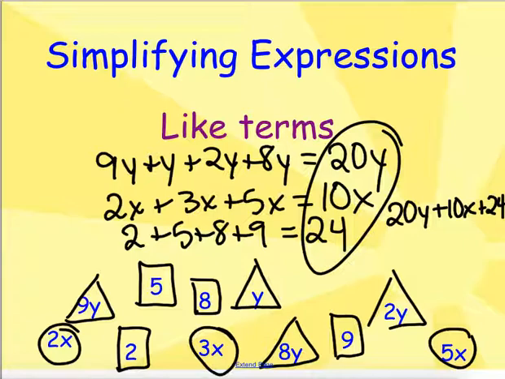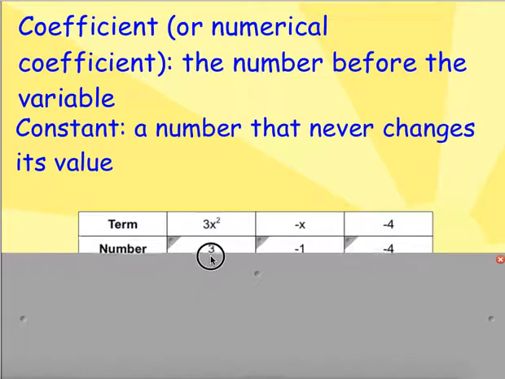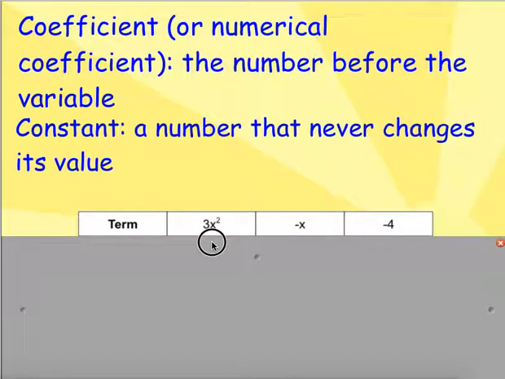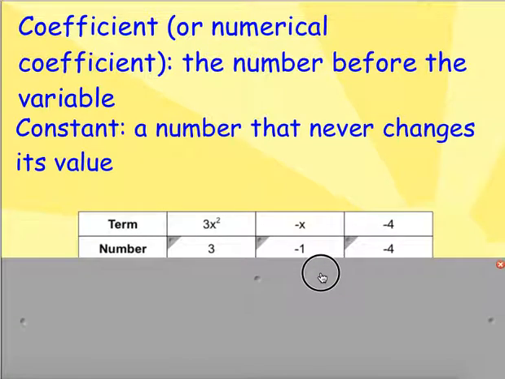Now we have a couple other terms, things like coefficient, or we could say it's a numerical coefficient. That's the number that comes before the variable. And a constant is a number that never changes its value. So if we look at something like 3x squared, the 3 comes before our variable, so that is our coefficient. What comes before x, it's not a subtraction sign or a 1, it's actually a negative 1. And negative 4, well, that is a constant because it doesn't have our variable. It's not going to change value, so we would say that negative 4 is our constant.